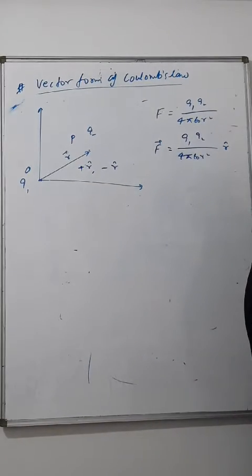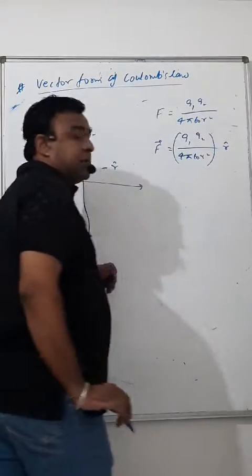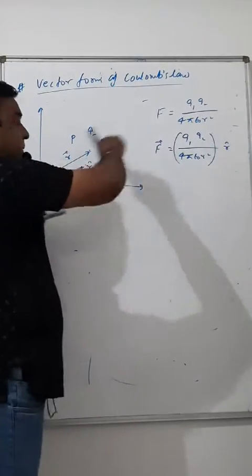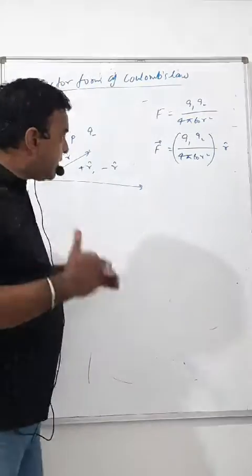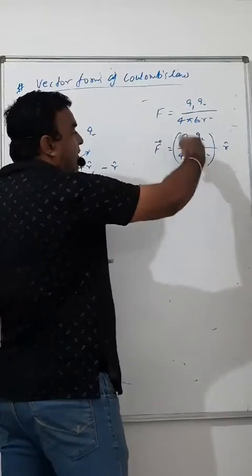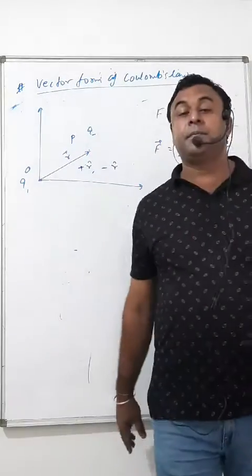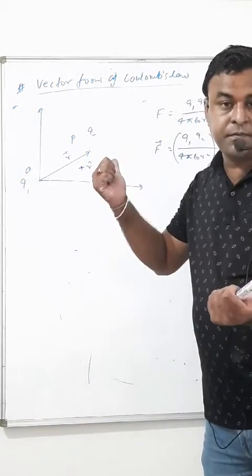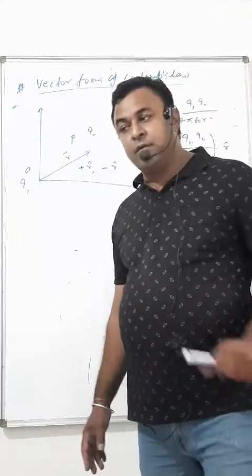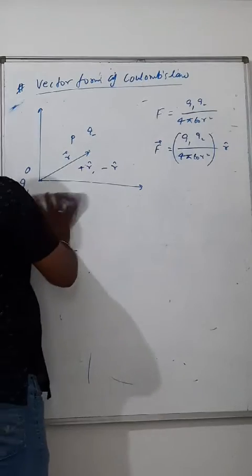If both charges are positive or both negative, then this whole term will always remain positive. Then F will work plus along plus r cap, repulsion. If the charges are dissimilar, one positive, another negative, then this quantity will become negative and force will become along negative r cap. Got it? Attraction. This is the simplest form, vector form of Coulomb's law. Sometimes it can be turned in this way also.